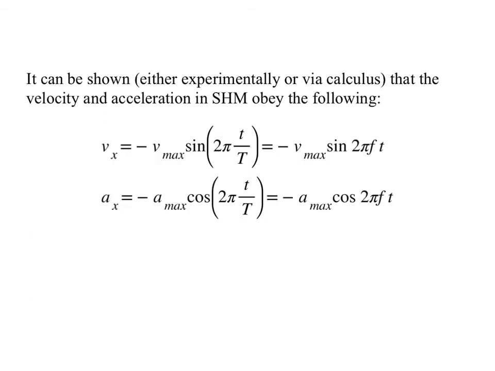So it can be shown, either experimentally or via calculus, that the velocity and the acceleration in simple harmonic motion obey the following forms if, and we should be careful here, if x is something times cosine 2 pi t over T. So if x is a cosine, then v is a sine curve with a minus sign, and a is a cosine curve with a minus sign, all of them sharing the same period, as they would have to.